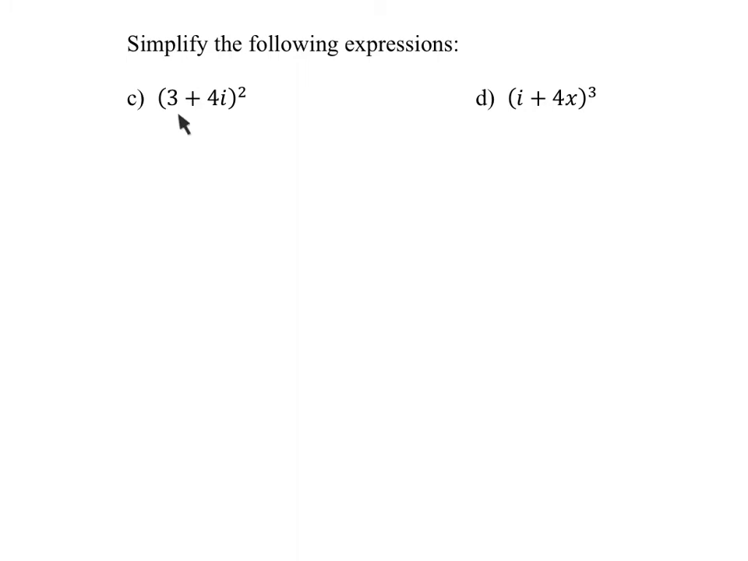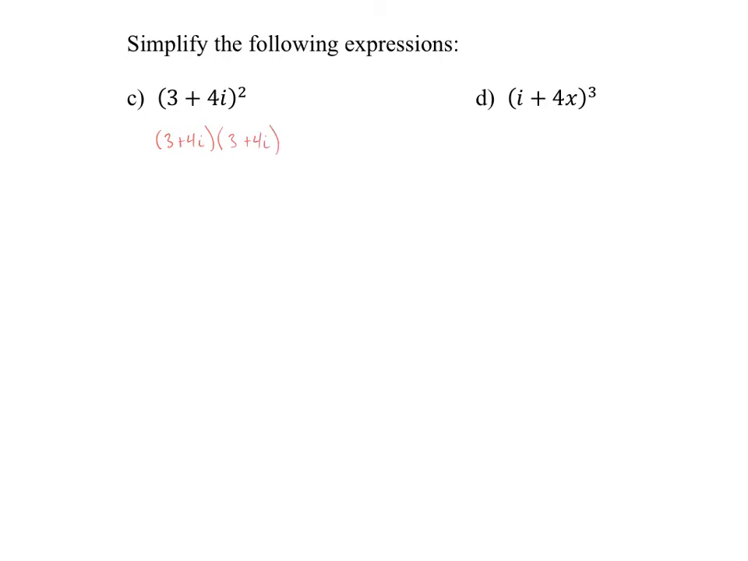This is a complex number. I've got a real and an imaginary component. And this is complex. I've got a real and an imaginary component, although this is in bi plus a form, so a little bit different. If I'm squaring something, like I am in C, that means I have 3 plus 4i times itself, so I would rewrite it.